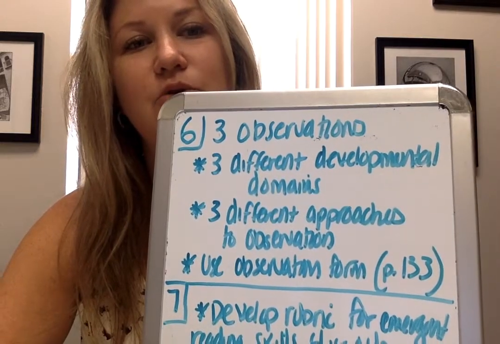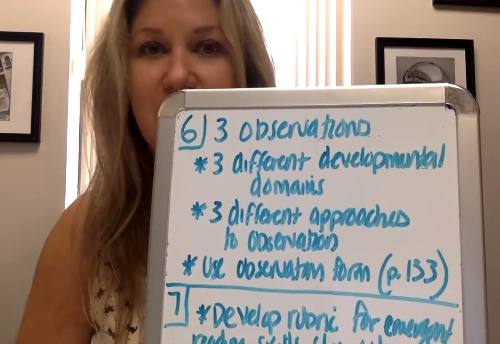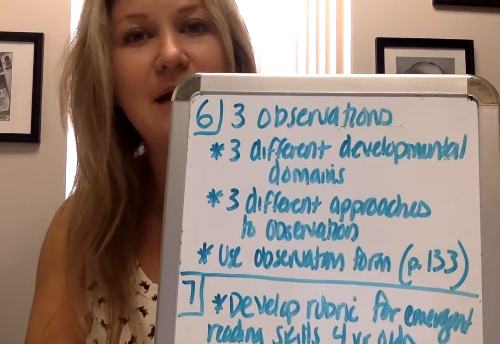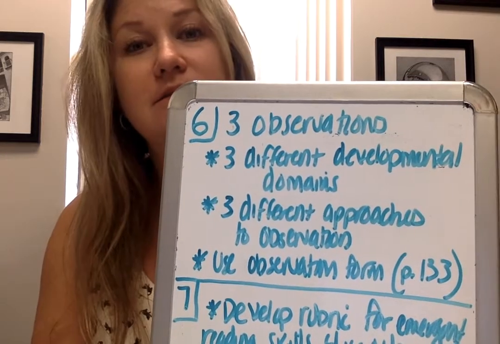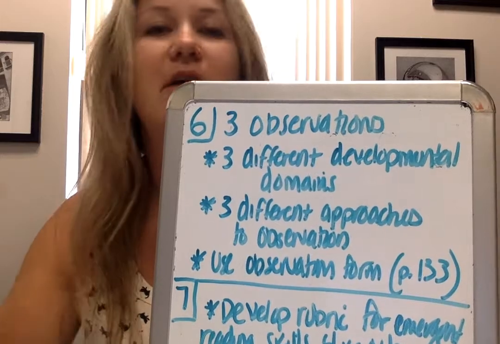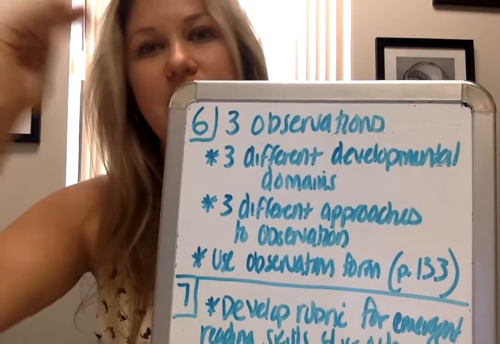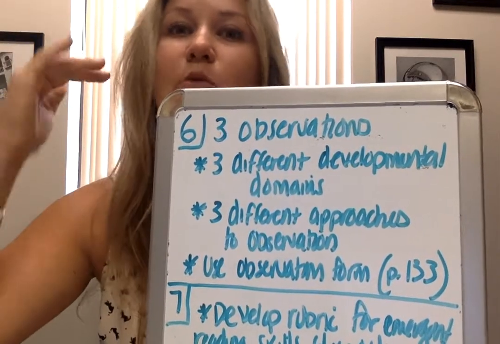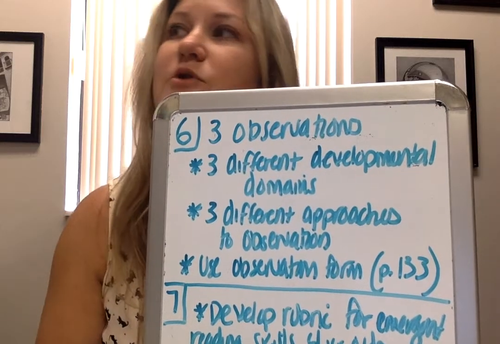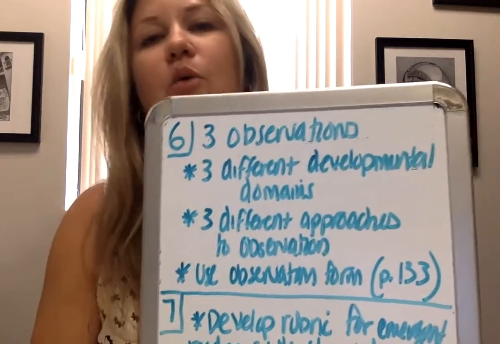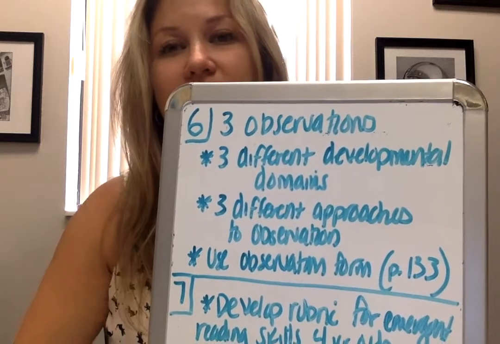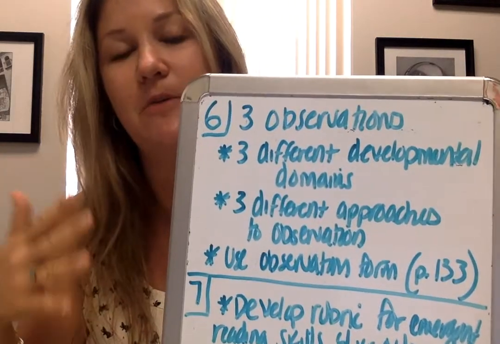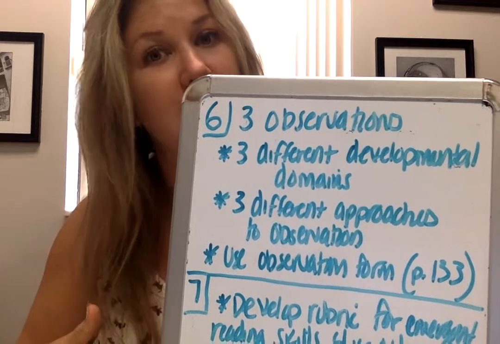Then I'm asking that you use a different approach to observation. So you might want to do time sampling, where you are observing a child for 2 minutes and you want to see how often they get out of their seat. So you're going to be marking every time they get out of their seat and what time it is. Or perhaps you're doing event sampling, where you're looking for a certain event and how often it happens. You're going to find all of the descriptions of all of these different approaches to observation within your book, in this chapter.